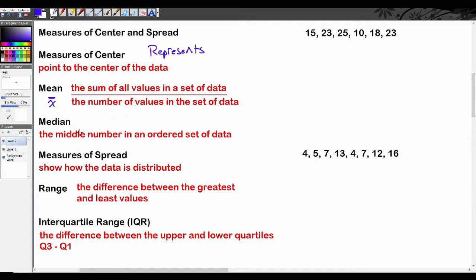Another measure of center is the median, and the median is the middle number in the set of data, but it's important to recognize that it needs to be an ordered set of data, which means you need to put the numbers in order from least to greatest, and then you find the middle.